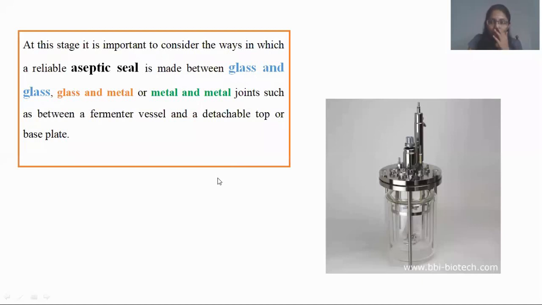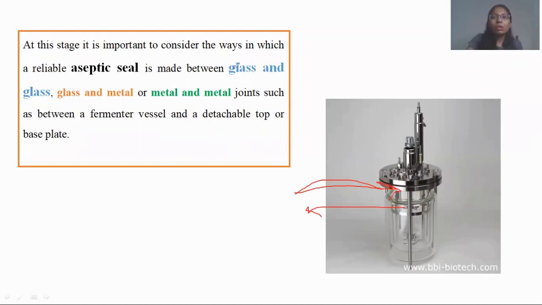Now we have learned that there should be sealing of the glass and the top. Okay. So when you come to the sealing, it plays the key role in avoiding the contamination. Because the seal should be in such a way that it cannot leak something from the inside to the outside, while it should not allow any other microbial strains, microbes to come from outside to inside.